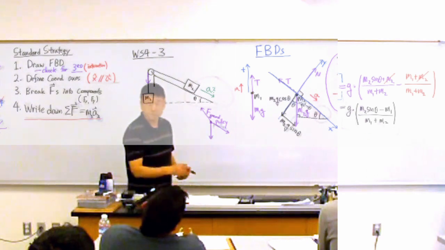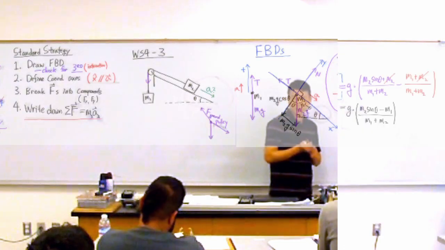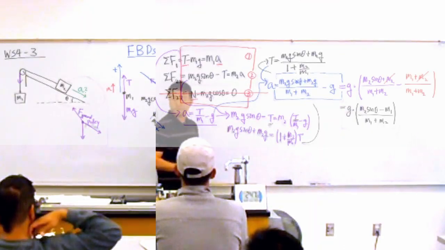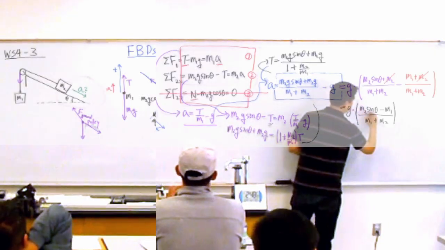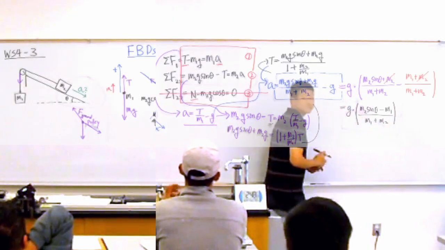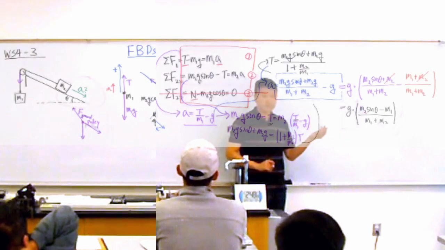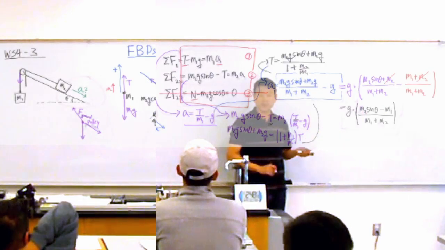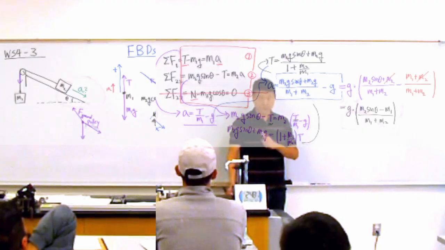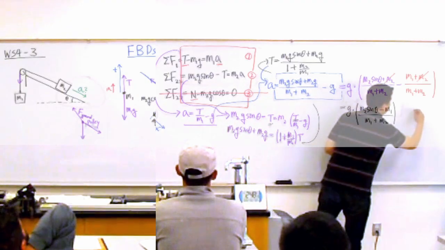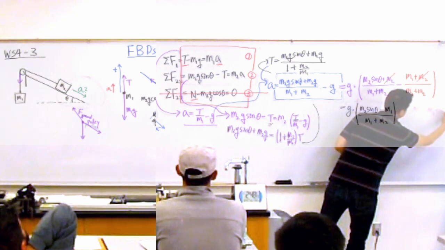M1 is greater than M2. Not M2. It's close, but there's one more thing you have to consider. So this is the part of the solution I want you to pay attention to, the numerator. That's where you have two differences. This is the only part of the solution that can become negative. Right? And it becomes negative when m1 is greater than not just m2, but m2 sine theta.